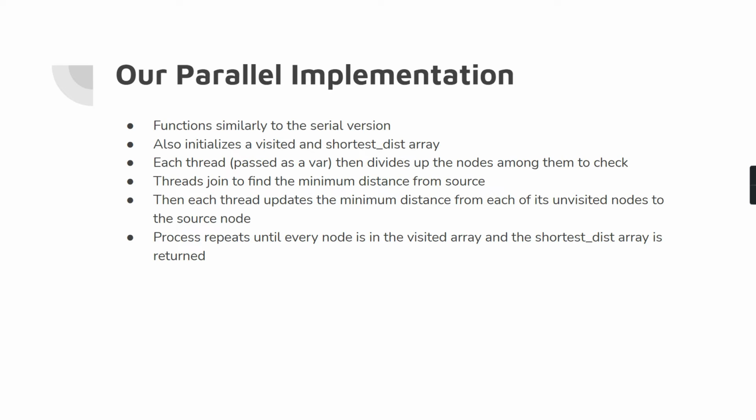So within each thread, it's going to find a minimum distance, the node with the minimum distance that each thread is responsible for. And then the threads will converge and find the true minimum node, and it will use that for the algorithm. And then each thread will also update the minimum distance for all of its unvisited nodes, and then it will converge again. And this is going to continue to repeat just like before until all of the nodes have been visited and the shortest distance array is returned.